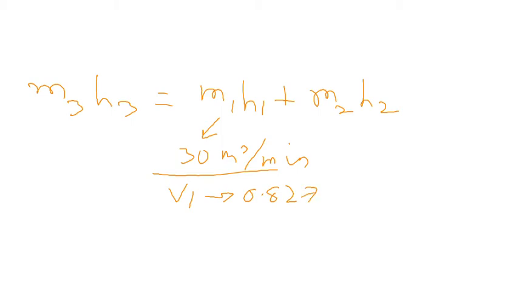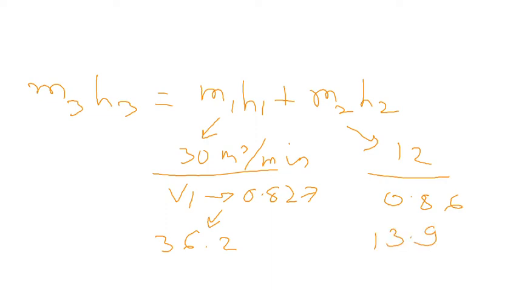You will get the value of M1 as, just do the calculations, pause the video, do the calculations and come back, and you'll find that it comes to around 36.2. Similarly, for finding M2, we'll do the same thing. Write down the volume flow rate, which is 12 meter cube per minute, upon V2, which is around 0.86, and then we will get the value of M2, which is around 13.9 or 14. Okay, so this is how you calculate M1 and M2.